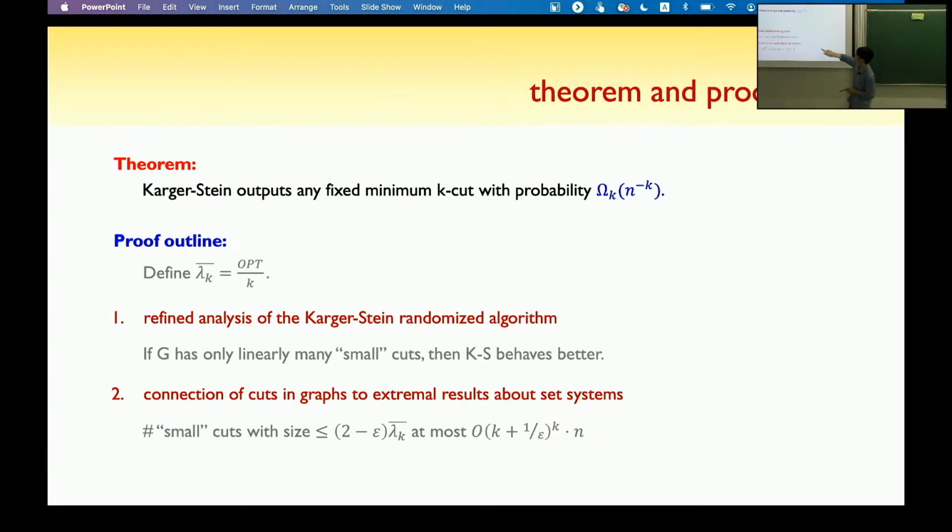Then in the second part, we're going to show that if you look at any graph with n vertices, the number of small cuts whose size is at most 2 minus epsilon times lambda k bar is at most linear in n times some function of k and epsilon. So that's purely the extremal statement. Given the second part, we use it to show that the Karger-Stein analysis can be better than what they did. So this is the outline, and let me first present the first part.